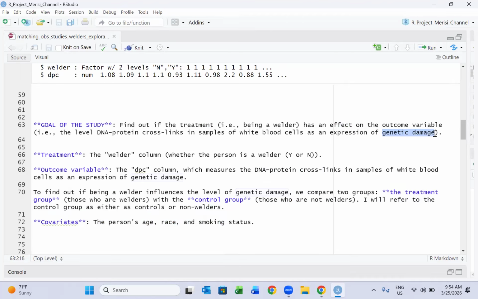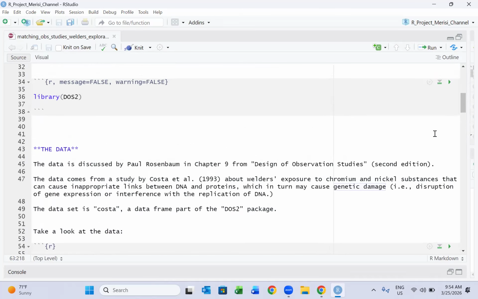But guess what, guys? In this example, the data was not collected through a randomized experiment. It was not. The data was collected retrospectively. So the data was observed.